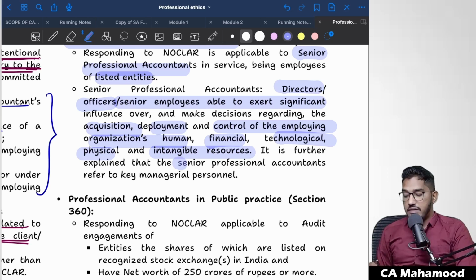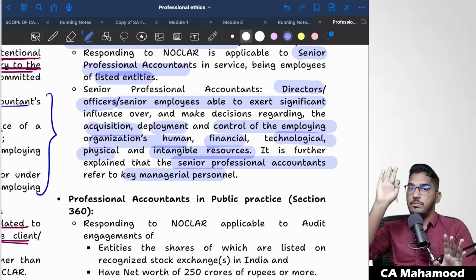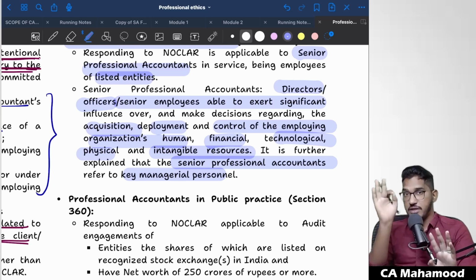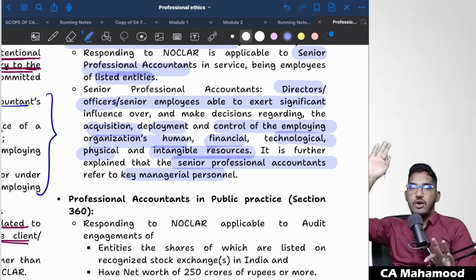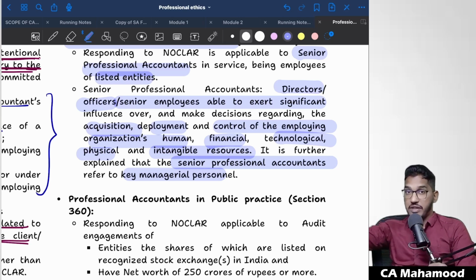It is further explained that when I say senior professional accountant, I am talking about key managerial persons. If you are in a top level position, if you are an employee of a listed company, that too in a top level position, a key managerial person like CFO or finance head or director of finance. If you are in a top level position of a listed company, and in that position if you identify any non-compliances with the laws and regulations, then only you are required to communicate with the concerned authorities.